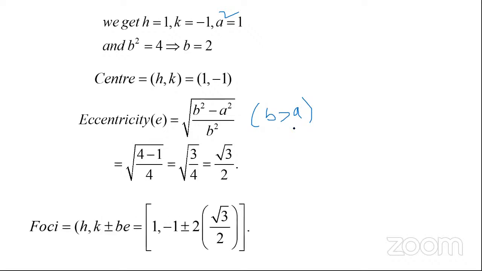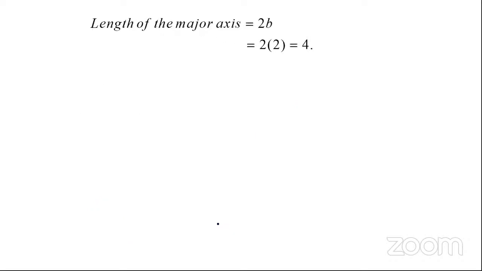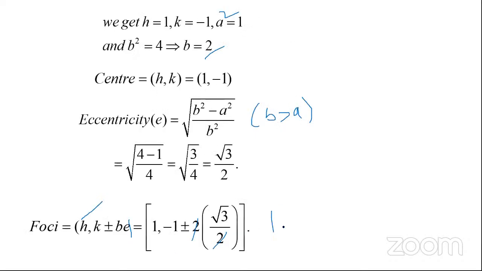Then foci is nothing but h comma k plus or minus be, that is h value is 1, k value is minus 1, plus or minus b value is 2 here, and the e value is root 3 by 2. Cancel this, then you will get 1 comma minus 1 plus or minus root 3. So this is the foci.